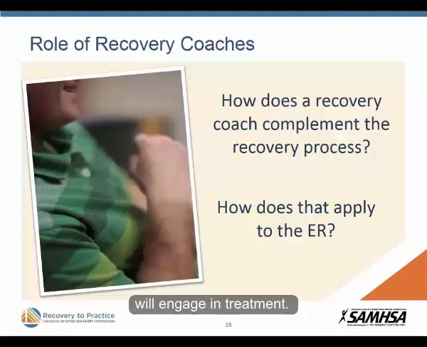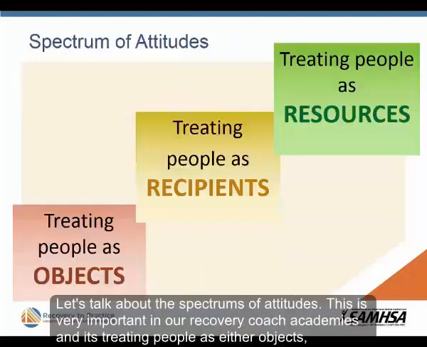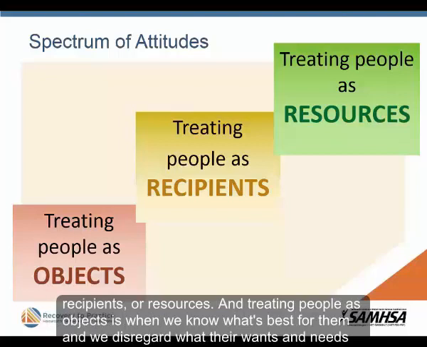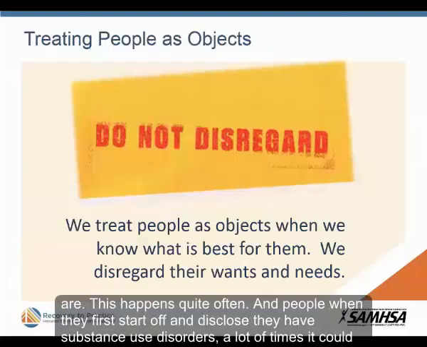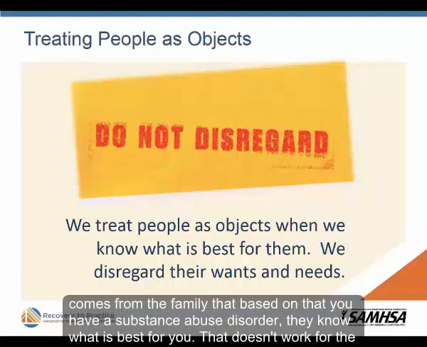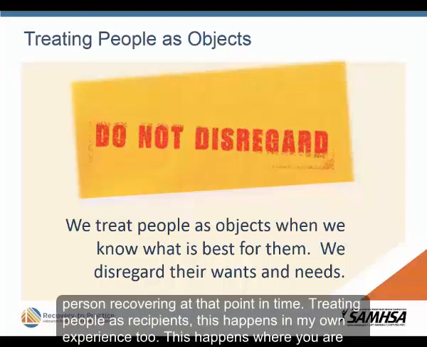So I'd like to talk a little bit about the spectrum of attitudes. This is very, very important in our recovery coach academies, and it is treating people as either objects, recipients, or resources. Treating people as objects is when we know what's best for them and we disregard what their wants and needs are. This happens quite often when people are first disclosing that they have a substance use disorder. A lot of times this could come from the family, who believe they know what's best for you. That doesn't really work best for the person that's recovering at that point in time.